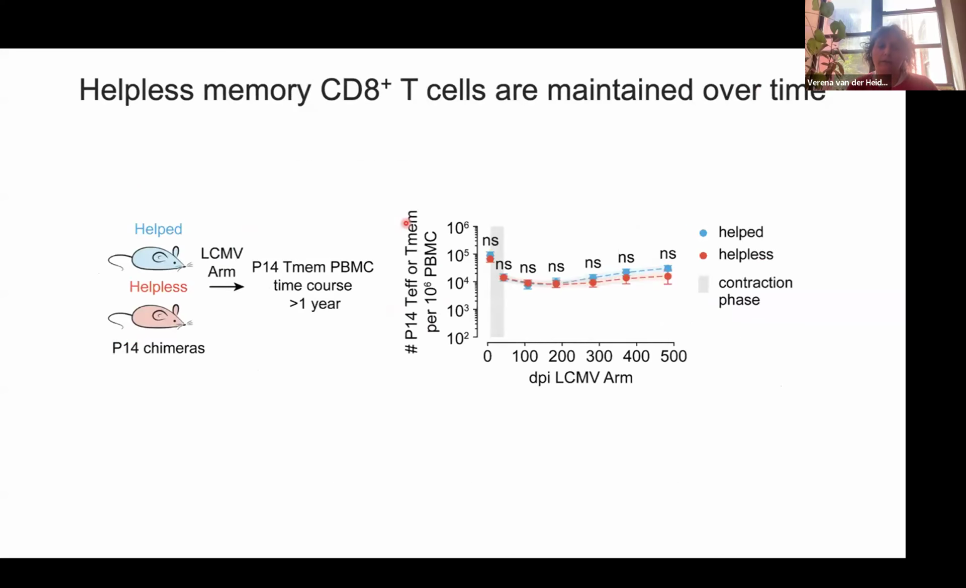Because we were trying to assess our hypothesis that this might be reversible, we decided to follow these mice over time. We assessed the frequencies of memory P14 in helped and helpless mice in the blood, and you can see here that the circulating levels of these cells are relatively similar and maintained over time. There's not a huge difference.